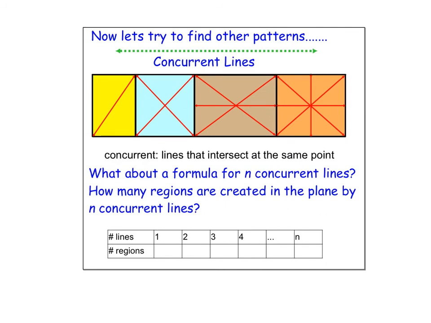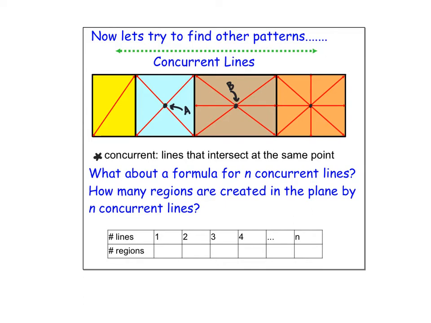All right, let's look at a different type of pattern, a visual pattern. The word concurrent means lines that intersect at the same point. So you can see I have one red line in the yellow box, but I have 2 red lines in the blue box. They are concurrent at this point, point A. I have 3 red lines in the brown box, concurrent at point B.